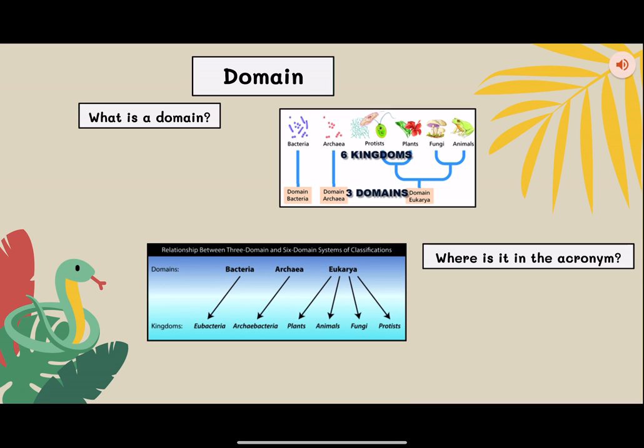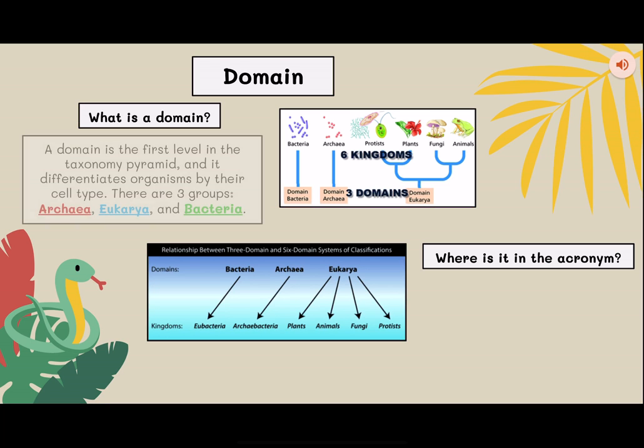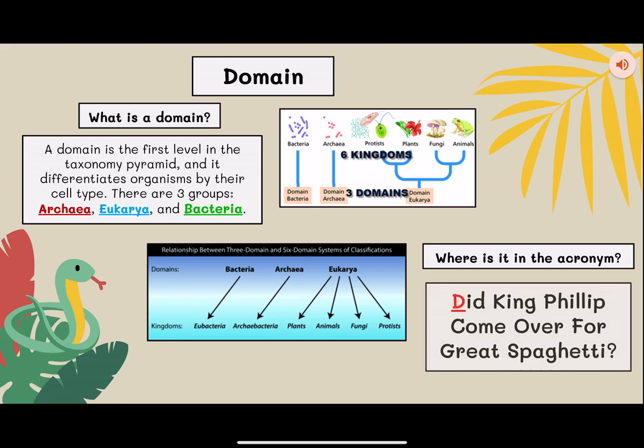The domain. What is a domain? A domain is the first level in the taxonomy pyramid, and it differentiates organisms by their cell type. There are 3 groups: archaea, eukarya, and bacteria. So, where is it in the acronym? Did King Philip come over for great spaghetti? The domain stands for the first D, since it is the first level.